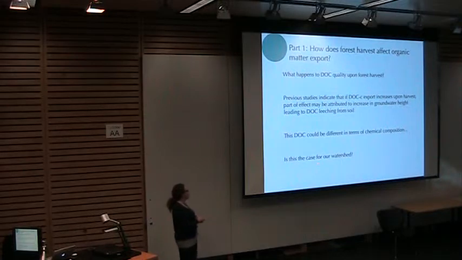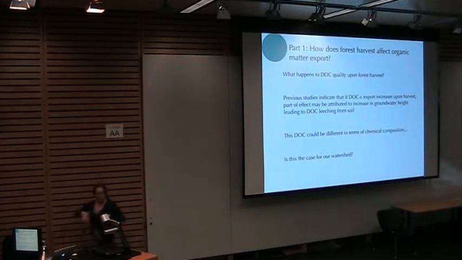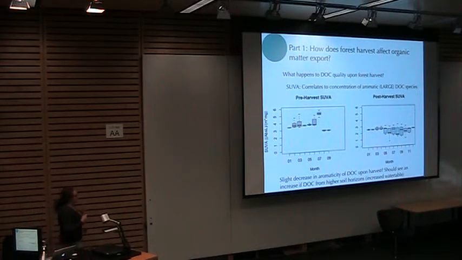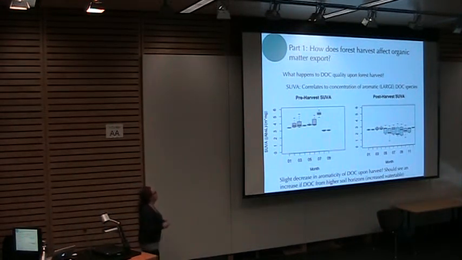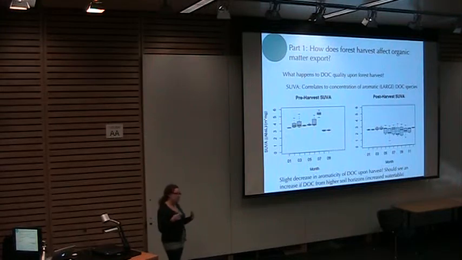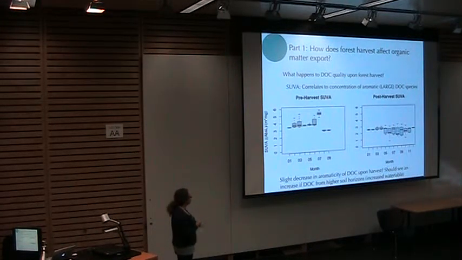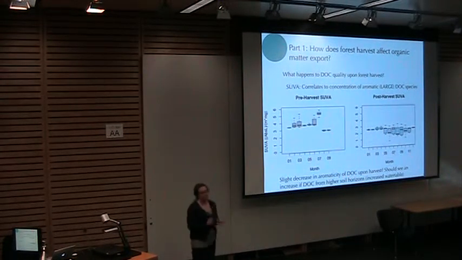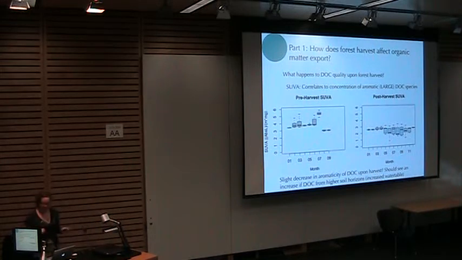So is this the case for our watershed? Are we seeing this increase in DOC export because our base flow is higher and it's starting to take away the carbon that's being stored there? One of the quality parameters that's looked at extensively in the literature is SUVA. SUVA correlates to the concentration of aromatic or large carbon within the organic matter fraction. So far, like I said, we're still working on this, but what we've seen is a slight decrease in the aromaticity of DOC upon harvest, which is somewhat surprising. So not completely sure what to make of this yet.